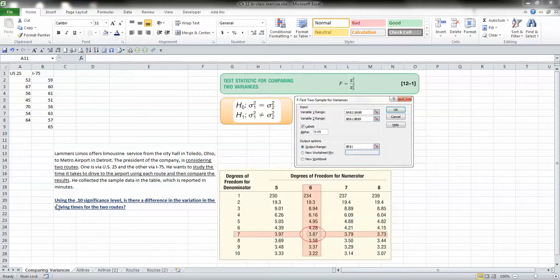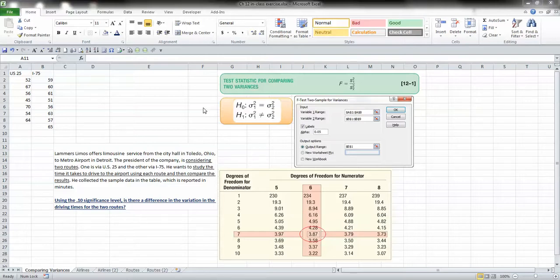And our question is, using the 0.10 significance level, is there a difference in the variation in the driving times for the two routes? So first of all, what's the first step in the hypothesis test? First step is that we assume that nothing is going on, in which case we refer to the null hypothesis.